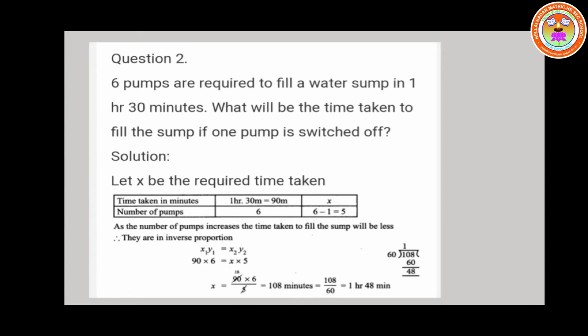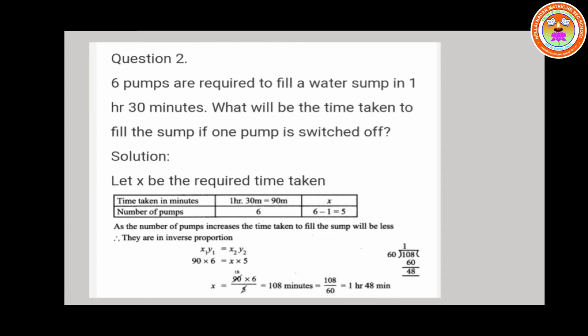Then you draw a table. Time taken in minutes, number of pumps. Time taken in minutes: 1 hour 30 minutes is given. Convert everything into minutes. 1 hour is equal to how many minutes, children? 60. Very good. So 60 plus 30, you will get 90 minutes together. So 90 minutes. And in number of pumps, in 90 minutes, how many pumps? 6. So just write 6 there.